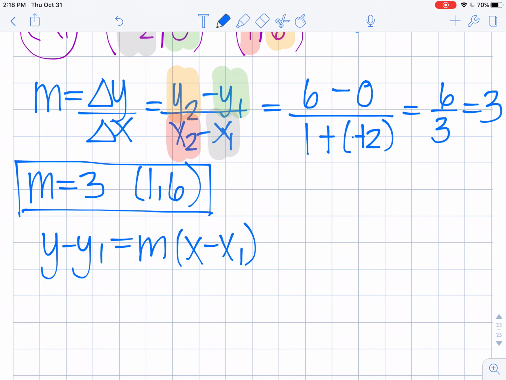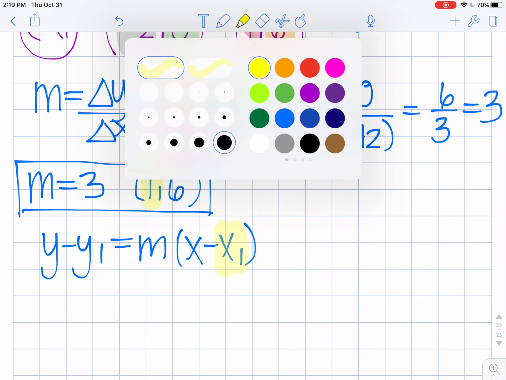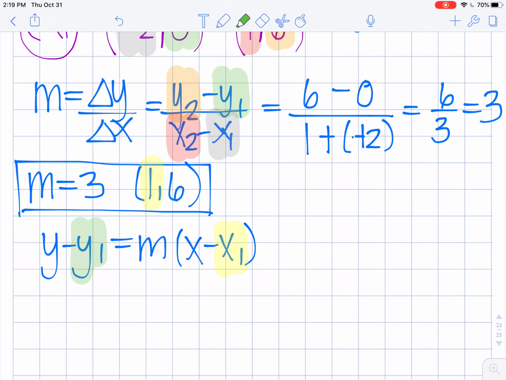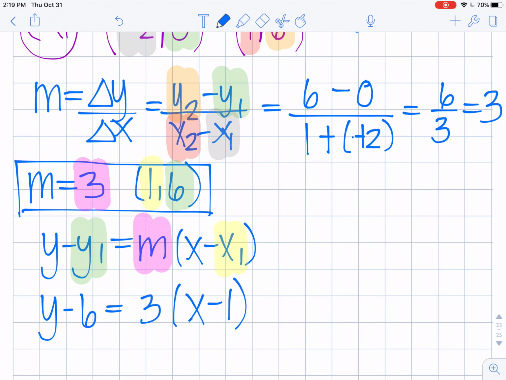So remember, when you're doing this, your x1 is represented by your x value in the point that you chose, and your y1 is represented by the y value in the point that you chose, and your slope is going to go right here. So by plugging in the information, I get y minus 6 is equal to 3 times x minus 1. Now this is an equation in point-slope form. We want to now transform this into an equation that is in standard form.